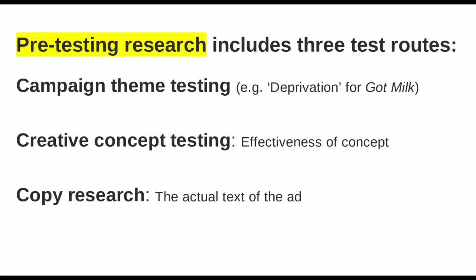You test the actual text of the ad, if people are understanding that, right? We talked about advertising copy research in one of our other videos, and so that's what this is: making sure that the text is working. And then if you have a concept and you want to run it across all different campaigns, all different ads of the campaign, then you want to make sure that that concept is a good concept, right? So that is what we call pre-testing research.